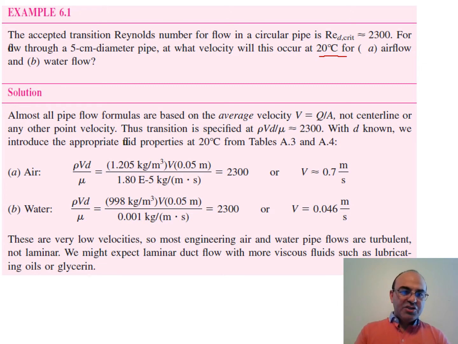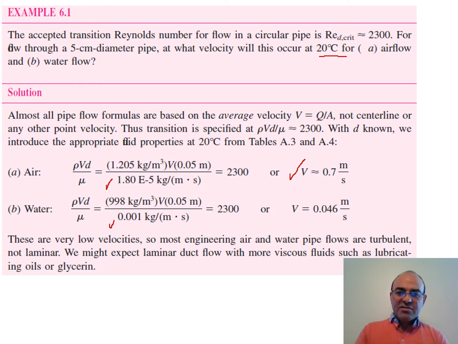Okay, so we use the definition of Reynolds number and put it equal to 2300. Case A for air: the density of air, velocity unknown, diameter 5 centimeter, viscosity of air. It turns out that the velocity is 0.7 meter per second for air. For water, we do a similar thing: if we substitute the properties of water, density of water and same diameter, unknown velocity, viscosity of water, as you see, is much higher than viscosity of air. The dynamic viscosity of water is much higher than dynamic viscosity of air.